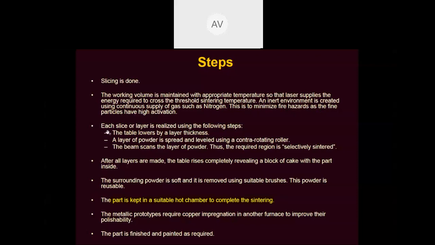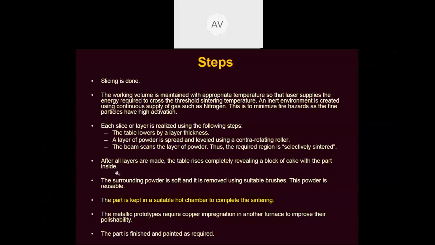Each slice or layer is realized using the following steps: the table lowers by the layer thickness. This we have to set. The layer of powder is spread and leveled using the counter-rotating roller. The beam scans the layer of powder, and thus the required region is selectively sintered. After all layers are made, the table rises completely, revealing the block of cake with the part inside.